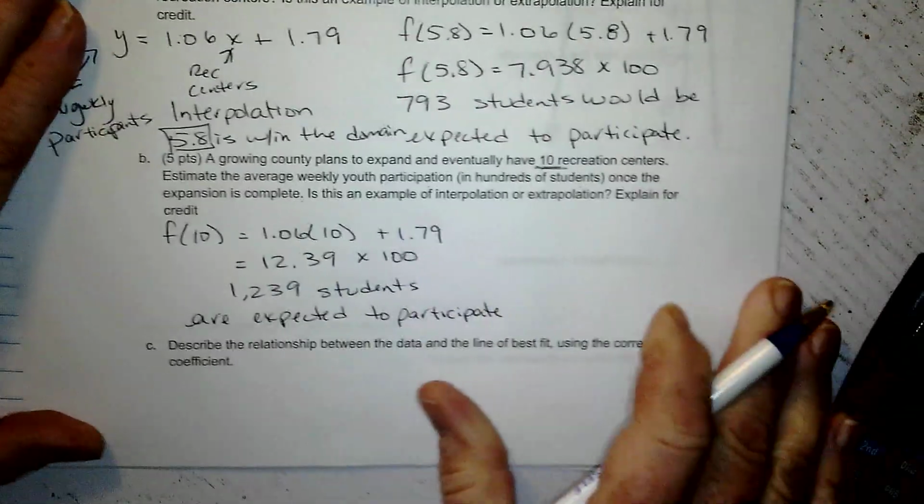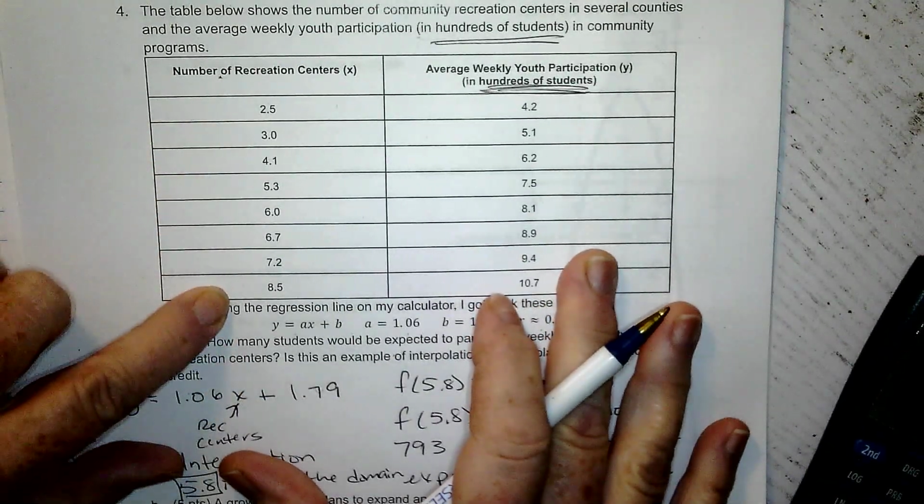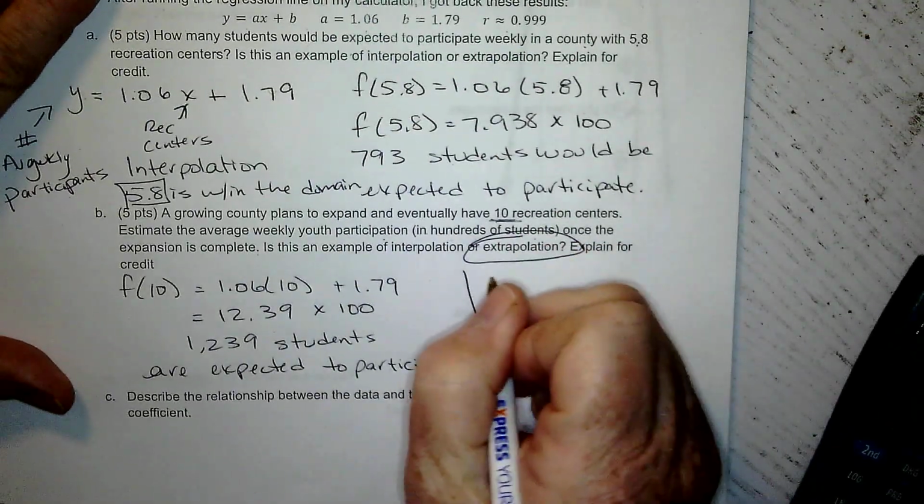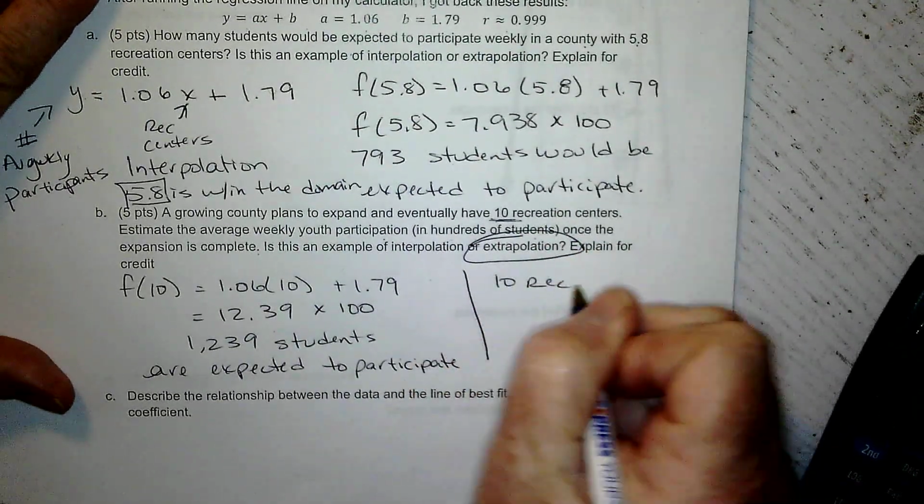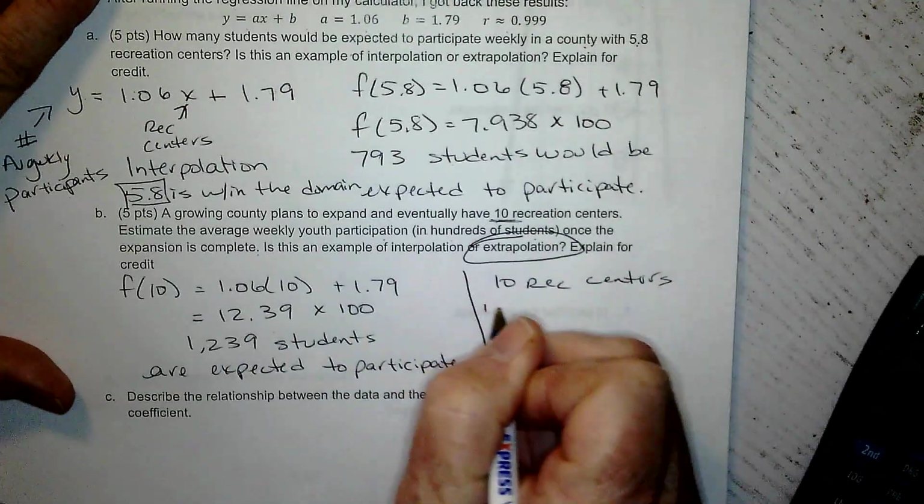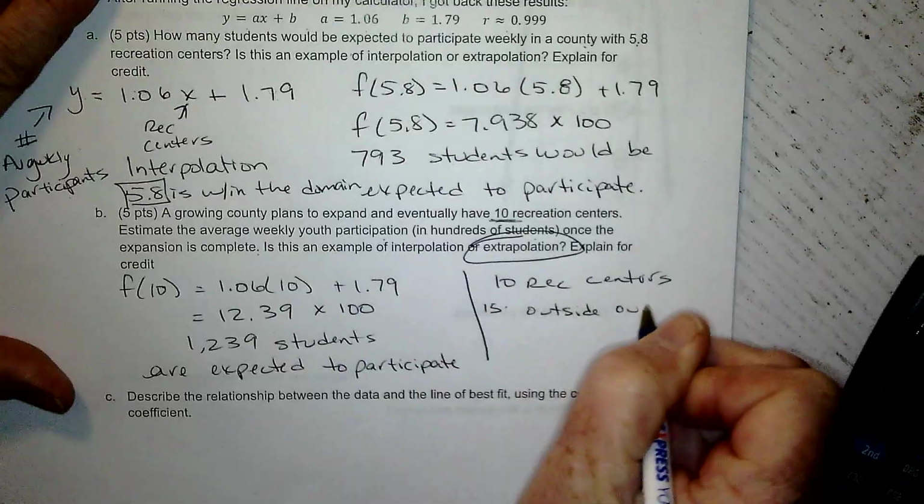Oh, I know what that is. Okay. Is this interpolation or extrapolation? Well, 10 rec centers, not within our domain. So this is extrapolation. 10 rec centers is outside our domain.